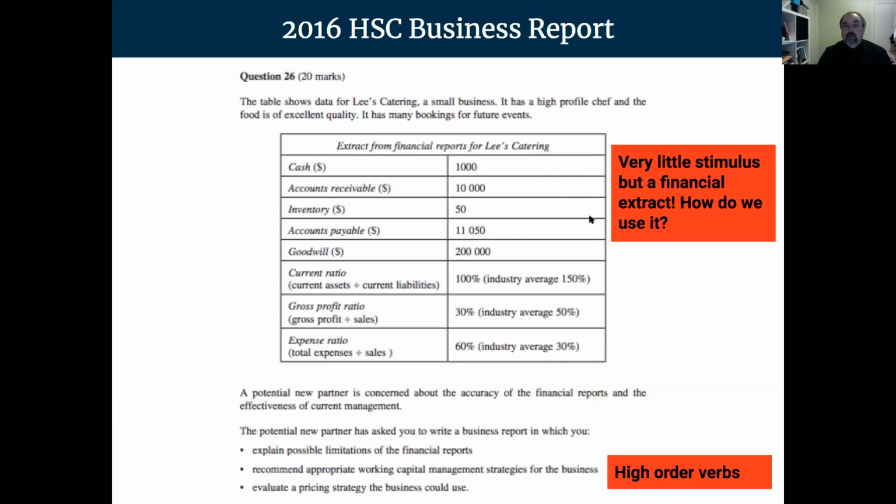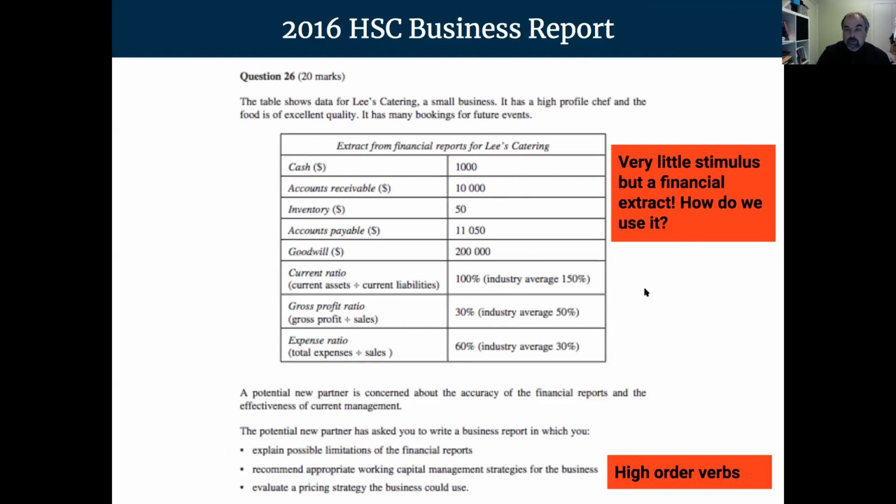2016, majority of our stimulus material is in the form of a financial report. So we've got Lee's Catering, the small business, high profile chef, food is excellent quality, it has many bookings for future events. So we've got a little bit of material here, and then we've got this financial data.